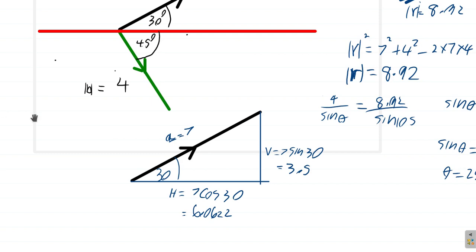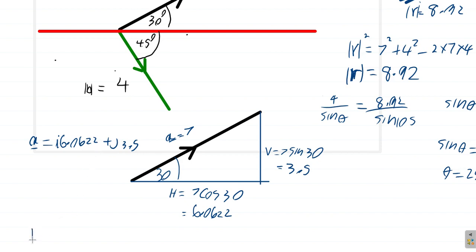Now, a way we can write it is that vector A is equal to 6.0622 i plus 3.5 j. That means it's 6.0622 horizontal to the right and 3.5 going straight up.